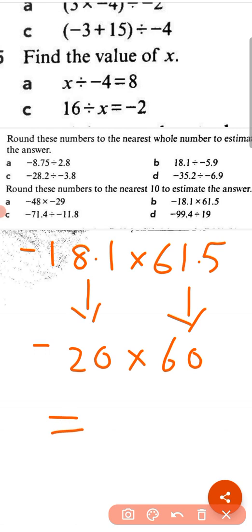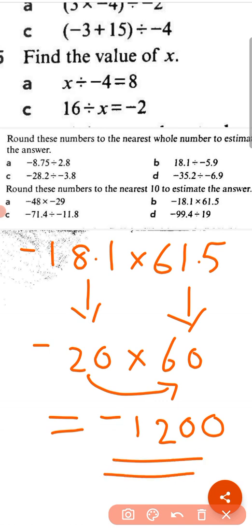Multiply 2 and 6. 2 6s are 12. Then write the zeros. Easiest way. Okay, 2 into 6, 12. Then put the zeros. 1 zero in 20 and 1 zero in 60, so 2 zeros. Write it. Then negative into positive, negative. So our answer is negative 1200.